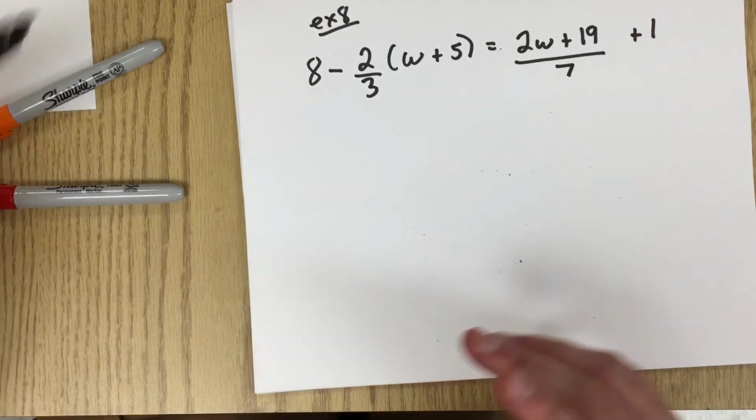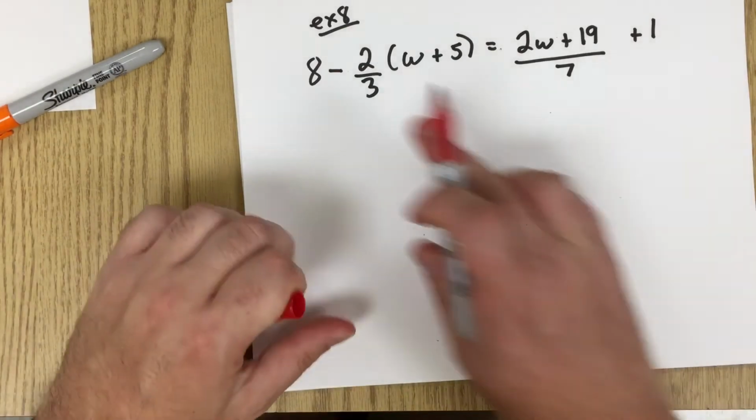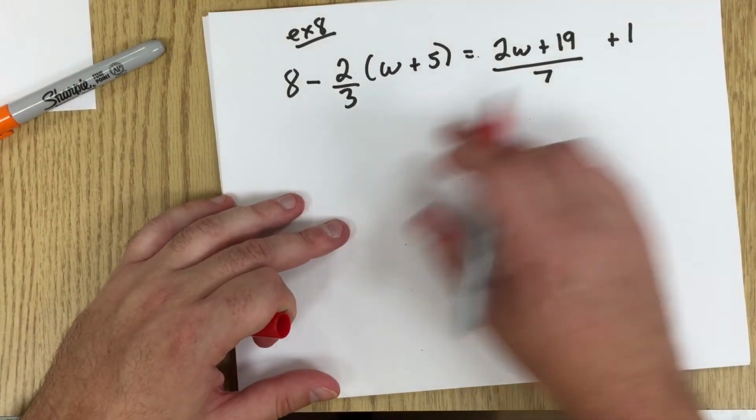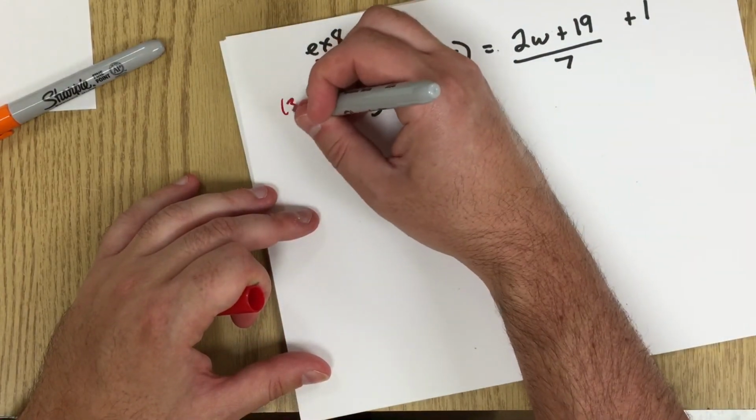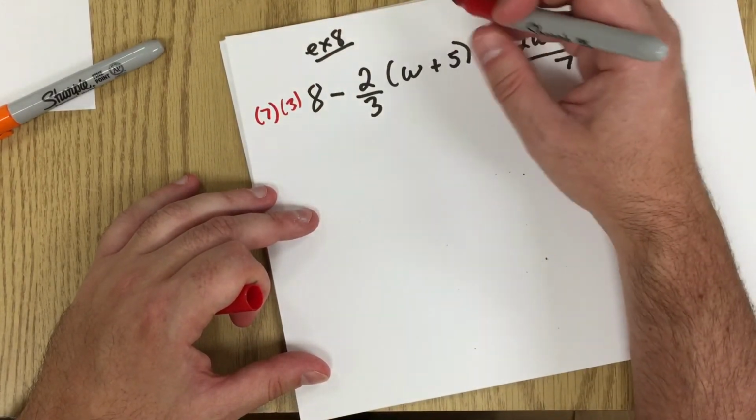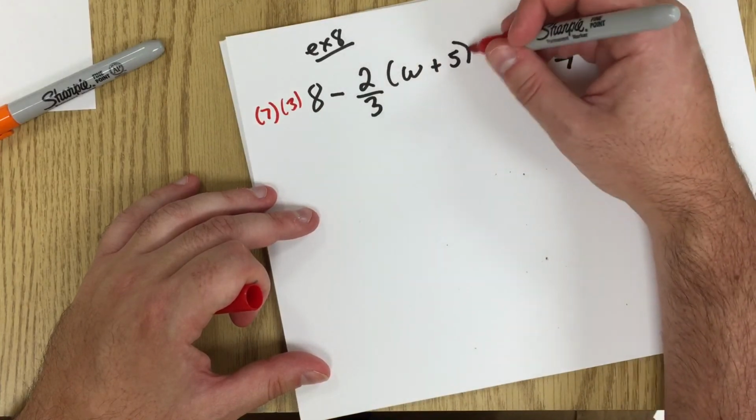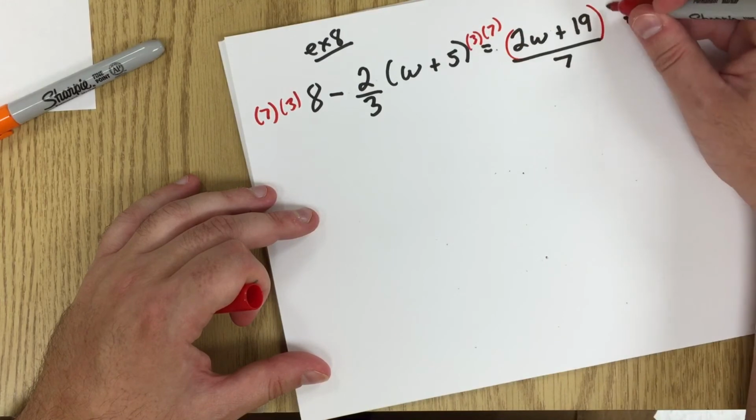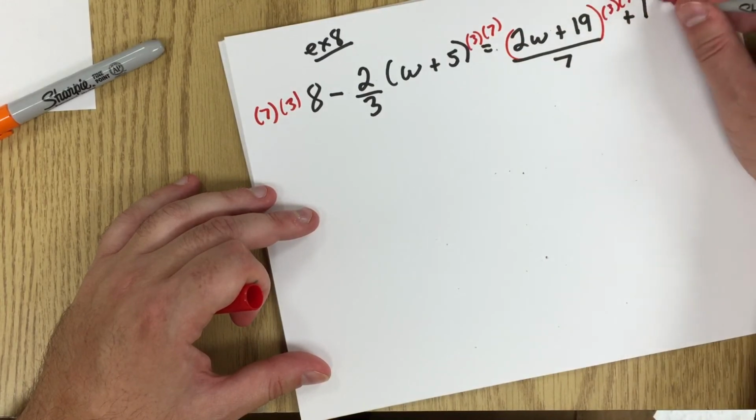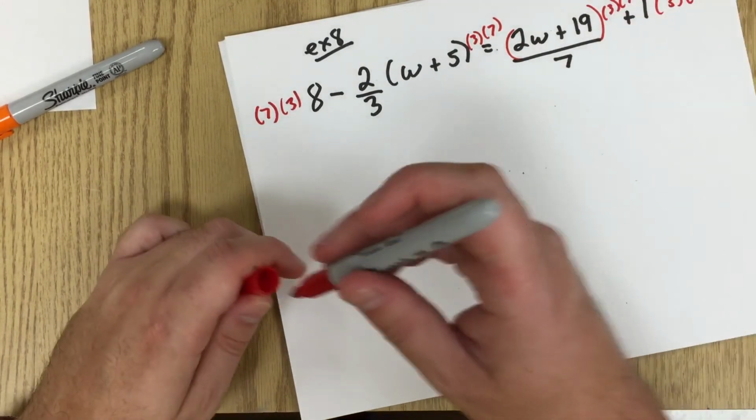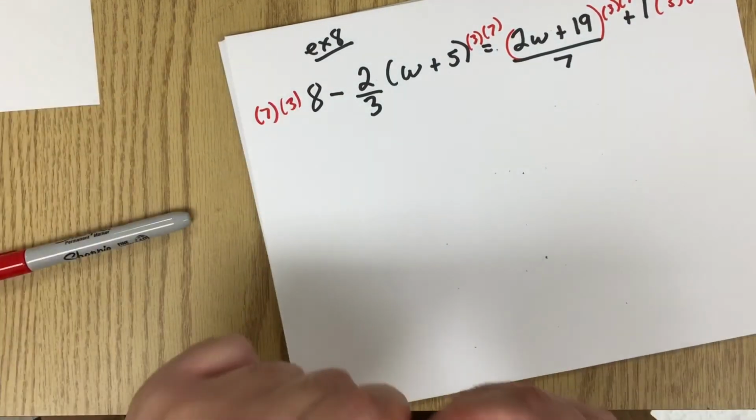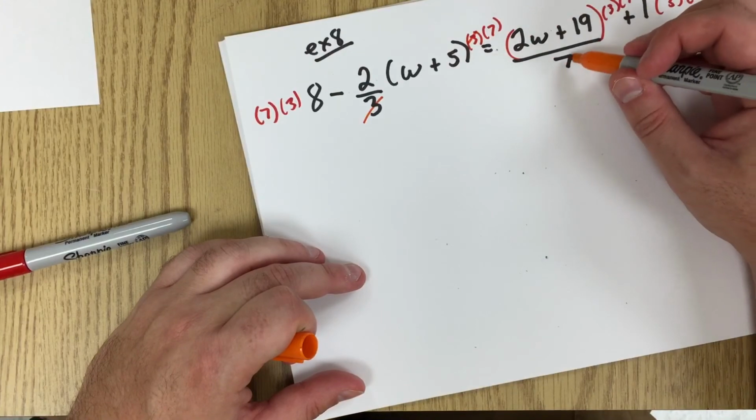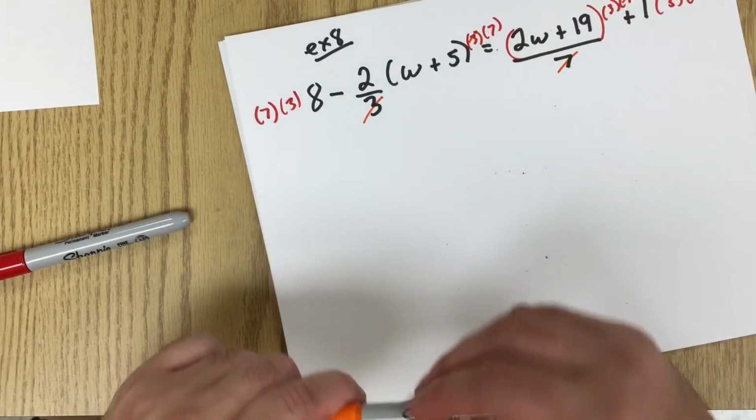So this one over here, I'm going to go through relatively quickly. We have a 3 and a 7 on the bottom. So we're going to multiply everything by 3 and by 7. So times 3 times 7, times 3 times 7, times 3 times 7. Stuff that cancels. This 3 cancels with this 3. This 7 cancels with this 7.